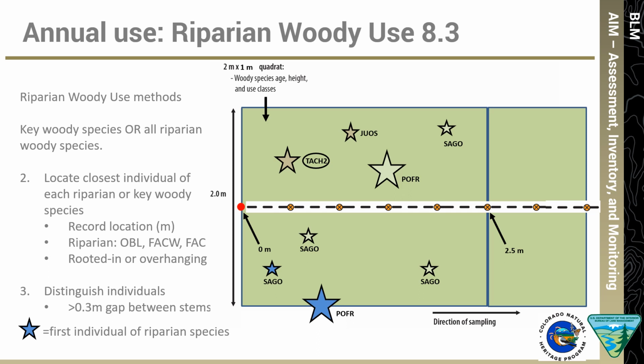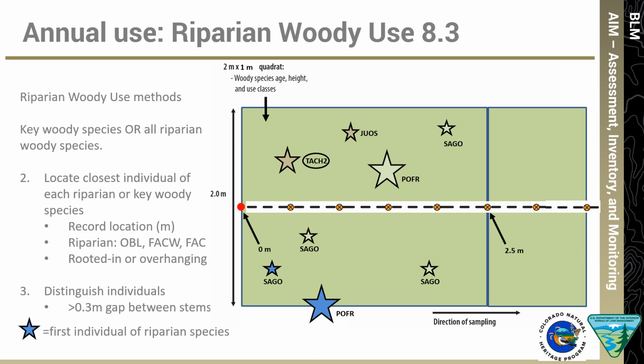If needed, distinguish individual plants. This can sometimes be tricky for shrubs. The rule we use is the same as for woody structure, which is to consider shrubs to be separate individuals if there's at least a 0.3 meter gap in between clusters of stems. In the diagram on the right, we have several woody species in this quadrat. Estimate use on the first individual of each riparian woody species as you're moving from the 0 mark towards the end of the transect.